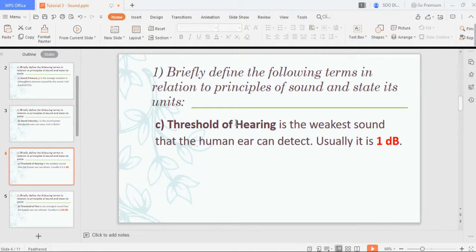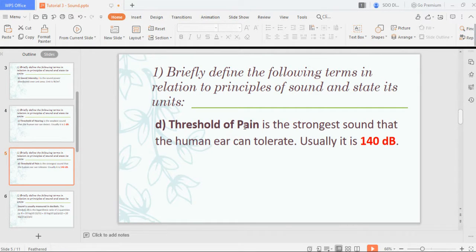C, threshold of hearing is the weakest sound that the human ear can detect. This is usually 1 dB. dB is decibel, the dB is the unit. D, threshold of pain is the strongest sound that the human ear can tolerate. It is around 140 dB.